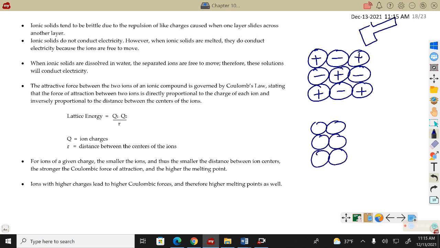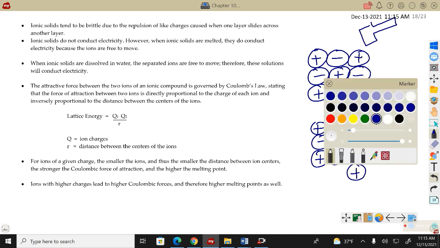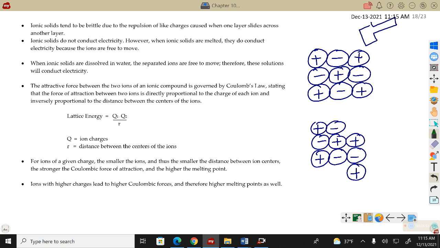All right, so here's maybe 2 layers of my ionic crystal, positive, negative. And I apply a pressure, I apply force, and maybe then I get something like this. Positive, negative, positive. Uh-oh, do you see what happens? Maybe I then mess with this alignment of the ions in that 3rd row, and look what happens right here.